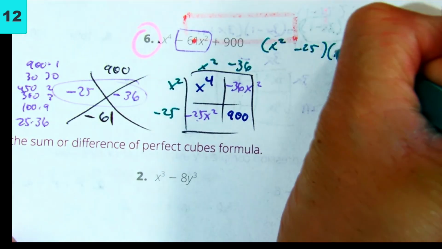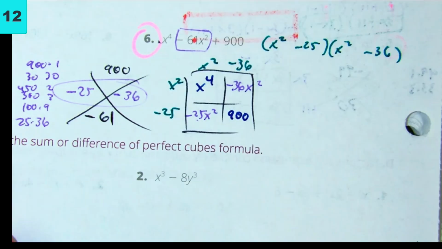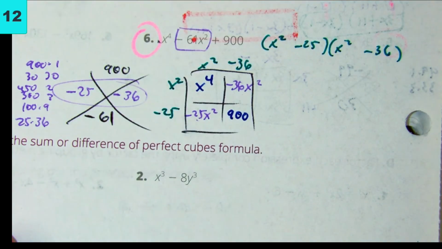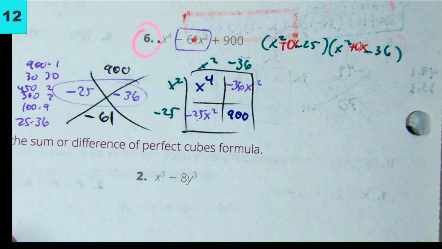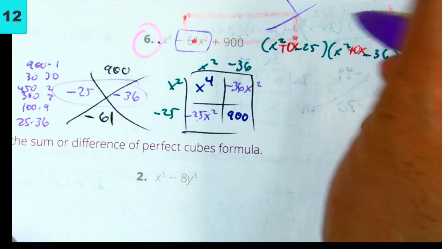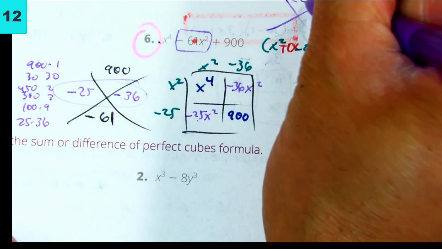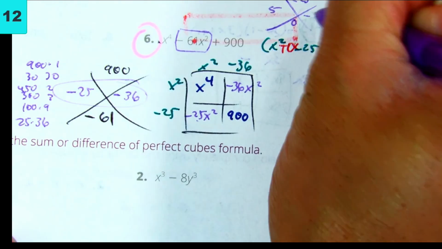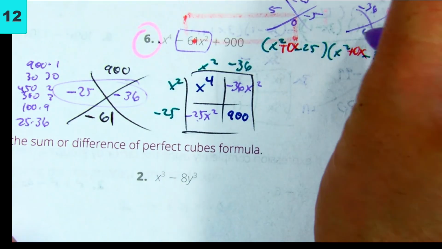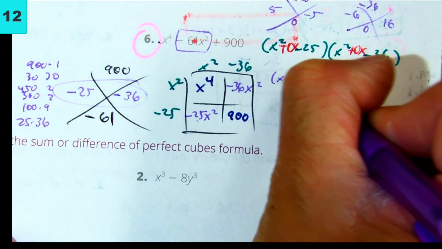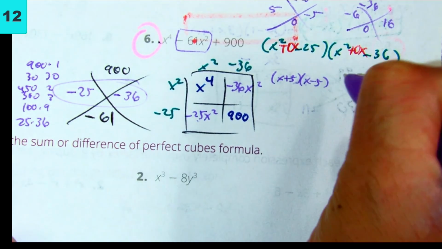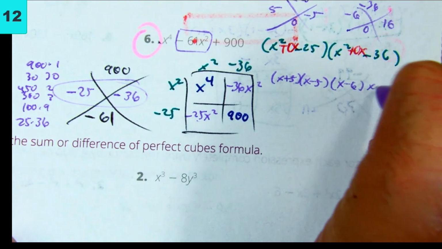Now be careful. Why did I leave that gap? 0x. Why did I do that? Because if you factor it, negative 25 and 0 is 5 and negative 5. Negative 36 would be negative 6 and positive 6. So our answer is going to be x plus 5, x minus 5, x minus 6, x plus 6.